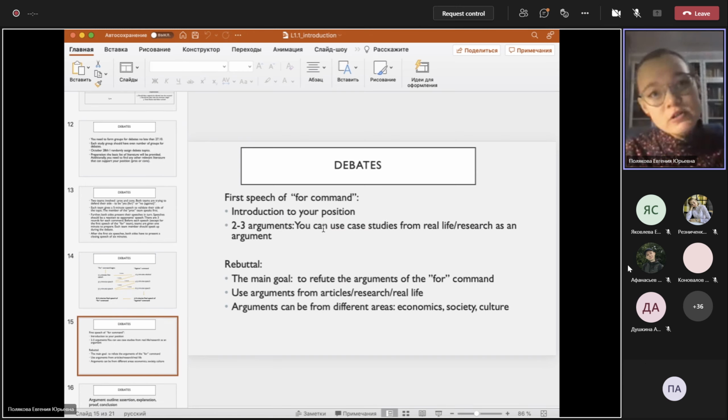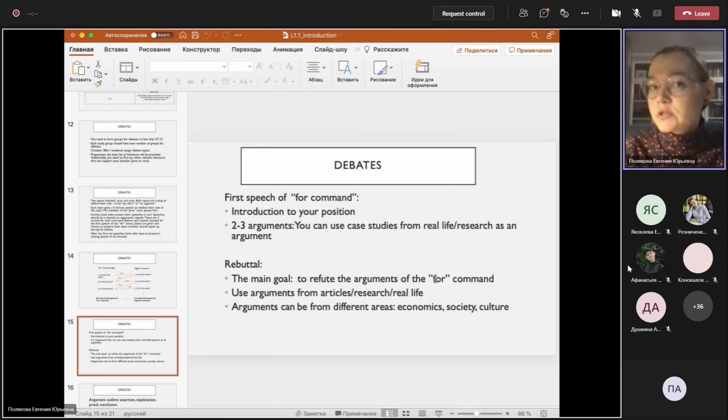So it's a small structure of the speech. Of course, it should include an introduction to your position and 2-3 main arguments. For the arguments, you can use case studies from real life. You can use, for instance, results of different research that support your position. The opposite comments, the against comments, have the main goal to refute the arguments of the for comments, to say why they are wrong. Again, you can use arguments from articles, research, real life. And what is more crucial, arguments can be from really different areas.